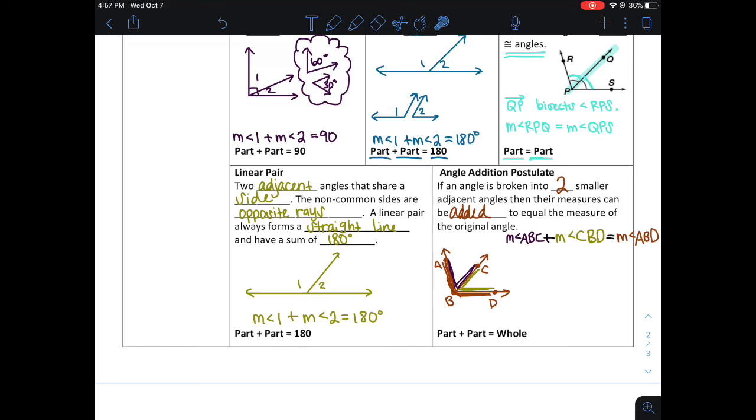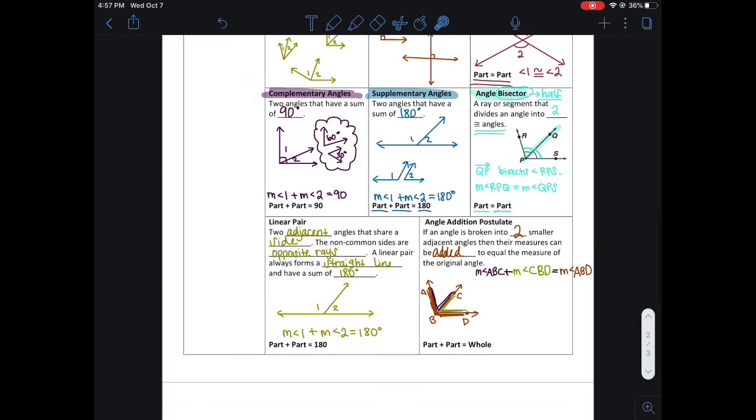Linear pair. So a linear pair is exactly what it sounds like. It's a pair of angles that creates a line. So it's 2 angles that make a line together. So you see this angle and this angle together make a line. Notice that they have to be adjacent. They have to be adjacent. Very important. They're just like supplementary, but the only difference is that unlike supplementary, linear pairs have to be adjacent.